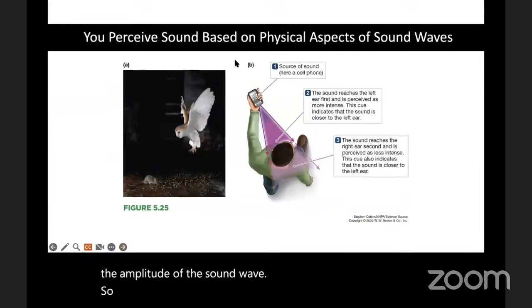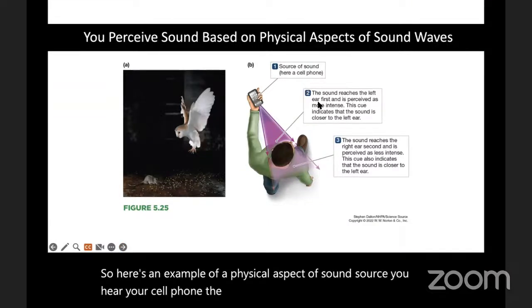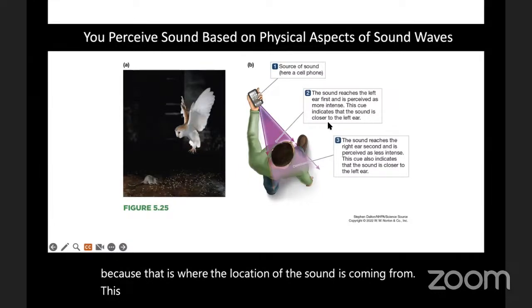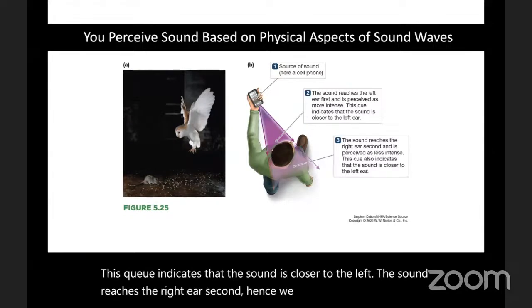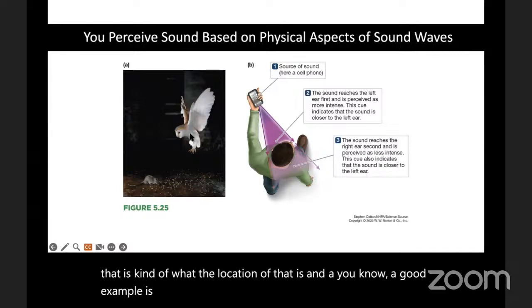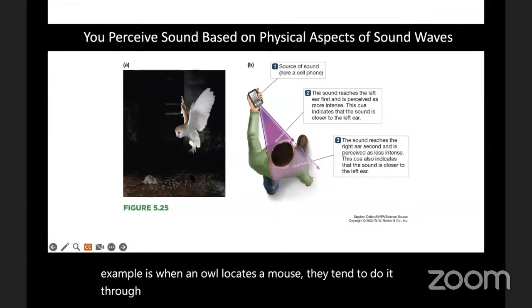So here's an example of a physical aspect of sound. Say you hear your cell phone, the sound reaches your left ear first, because that is where the sound is coming from. This cue indicates that the sound is closer to the left. The sound reaches the right ear second, hence we don't perceive it as coming from there. So that is kind of what the location of that is. And a good example is when an owl locates a mouse, they tend to do it through hearing first, and they use this same process to locate where their prey may be.